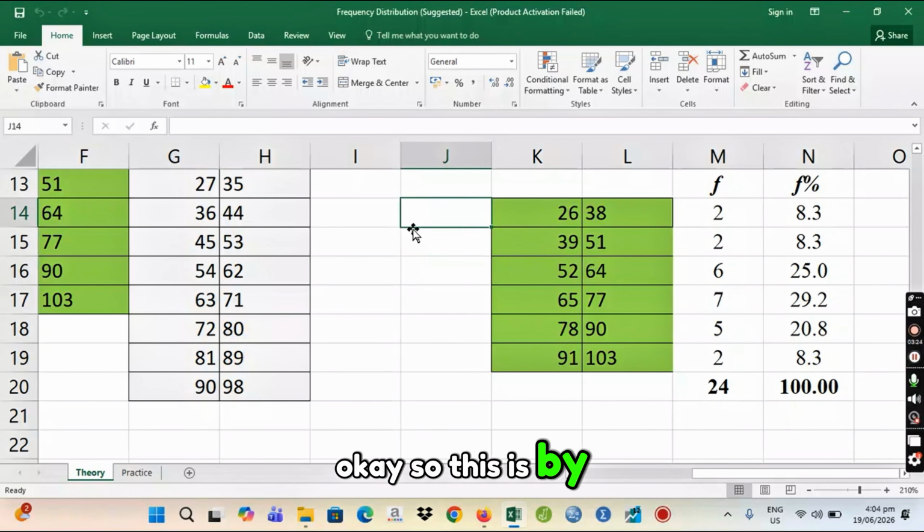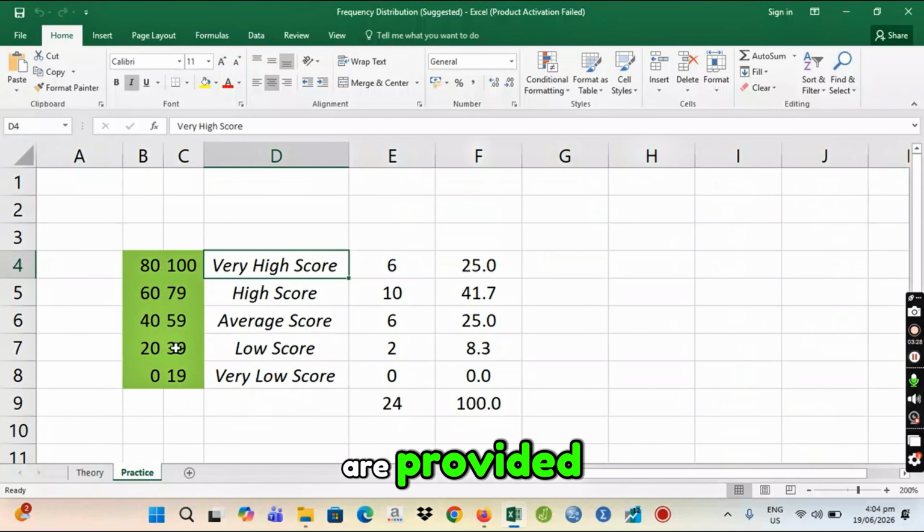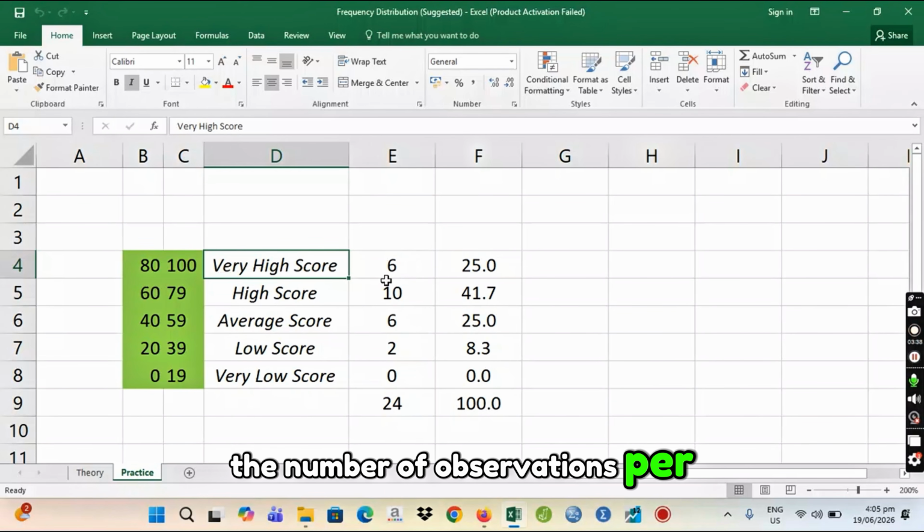So this is by theory. But by practice, usually legends are provided. So for example, this one. What you're just going to do is count the number of observations per group.